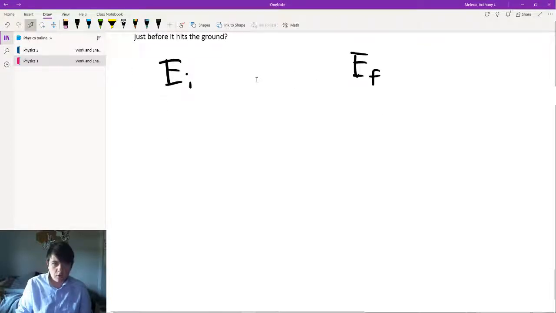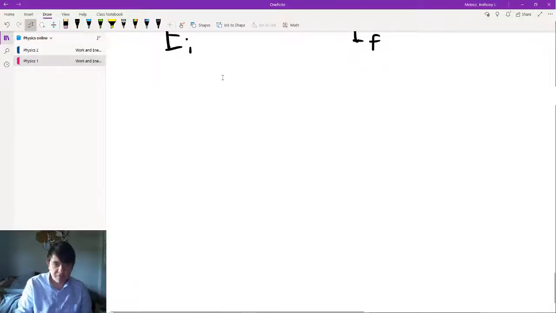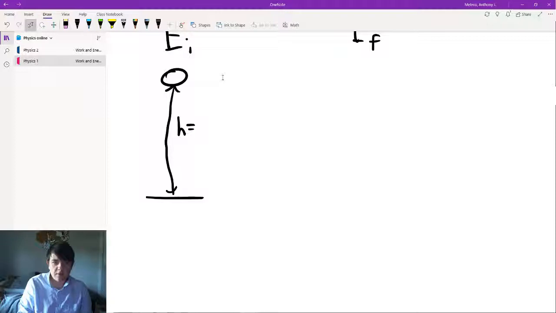Okay? So it tells us a 10-kilogram ball is 15 meters high. So you want to set this up. Okay? And so height is 15 meters.